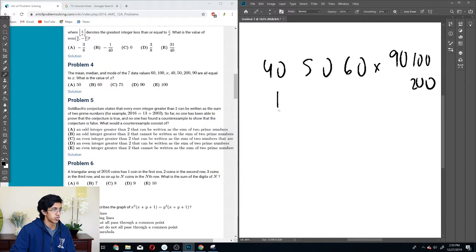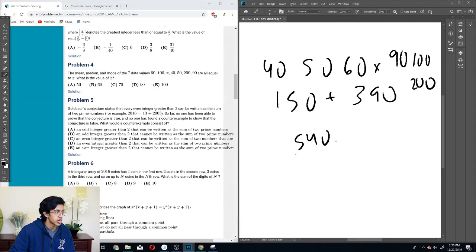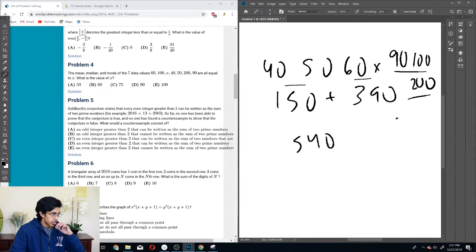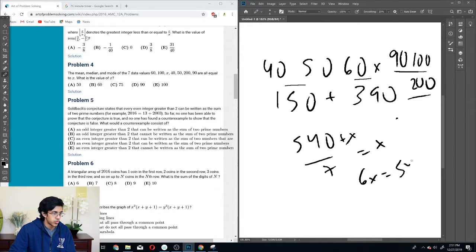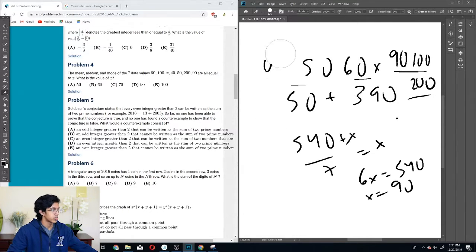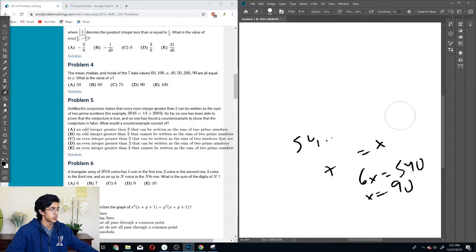Okay, let's test it. So 150 plus 390 is equal to 540, and then we do over plus 60. Did I add in the 60? No, I did not. So plus 60 is 600 over 7. No, that doesn't work, because then the mean would not be right. Hold up. So the first three sum to 150, then this sums to 390. So that's 540. And 540 plus x over 7 is equal to x, so 6x is equal to 540, so that means x is equal to 90. Oh, okay, yeah, we get up to 90. Okay, cool, 90.